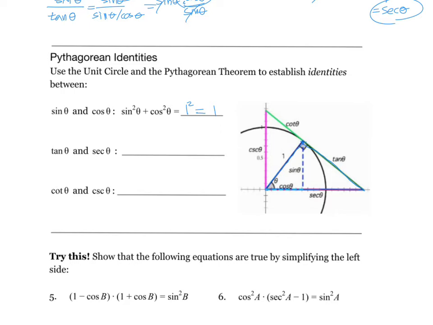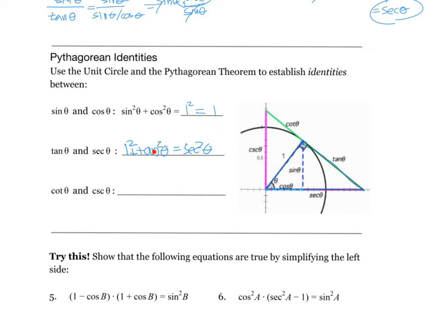So we could write out the Pythagorean theorem for this triangle and say 1 squared plus tangent squared theta equals secant squared theta. Just to be sure. 1 squared plus tangent squared theta equals secant squared theta. And I think I've mentioned this before. This is a piece of notation.